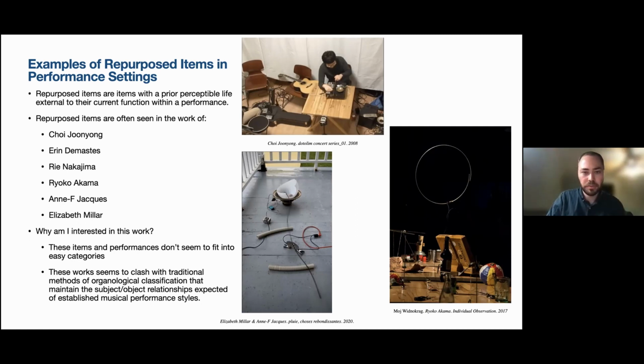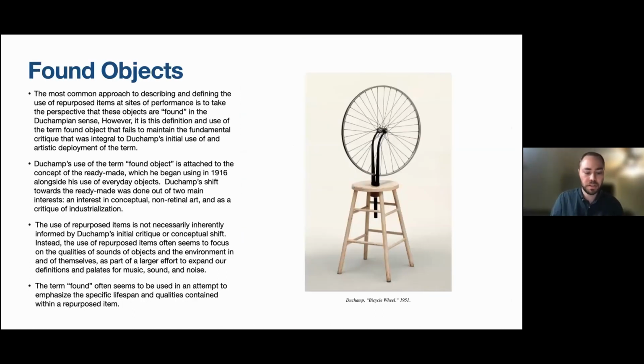I think that one of the major ways that we tend to talk about these things is through this notion that these objects are found. This is a pretty common approach that pulls from Duchamp. Not to rehash too much here, but the term found object is attached to the concept of the ready-made, which he used in 1916 alongside his use of everyday objects like the bicycle wheel here. And I think that this tends to clash with how we use these objects within musical cases. A lot of his initial use of this term pulls from a critique of industrialism, as well as an interest in more conceptual or non-retinal art.